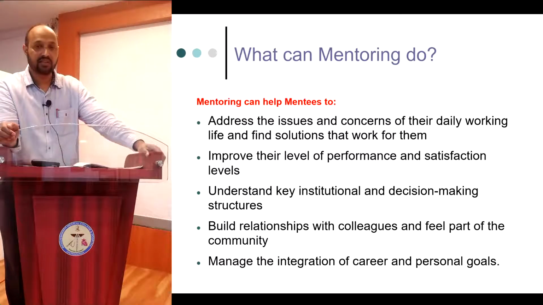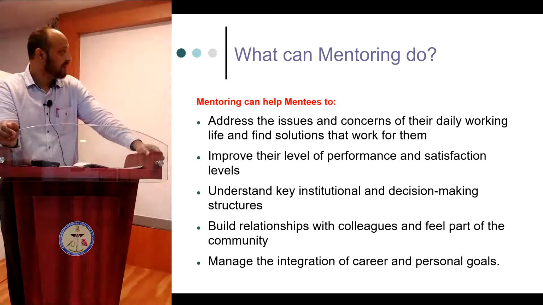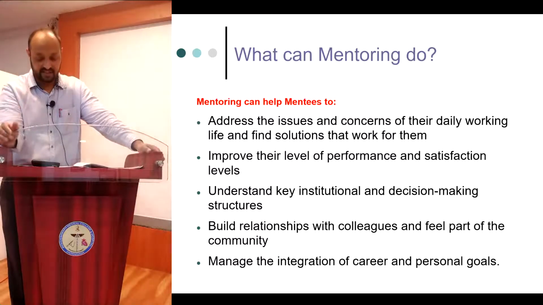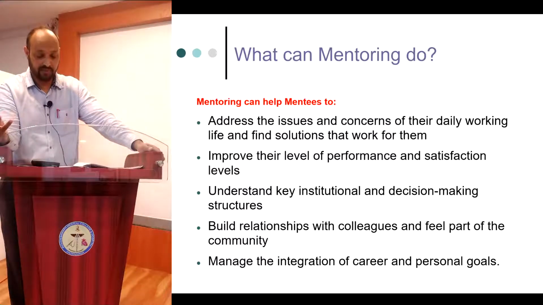Mentoring helps mentees address the issues and concerns of their daily life, to find solutions that actually work for them. It is not the mentor's issue, it is the issue of the mentees.